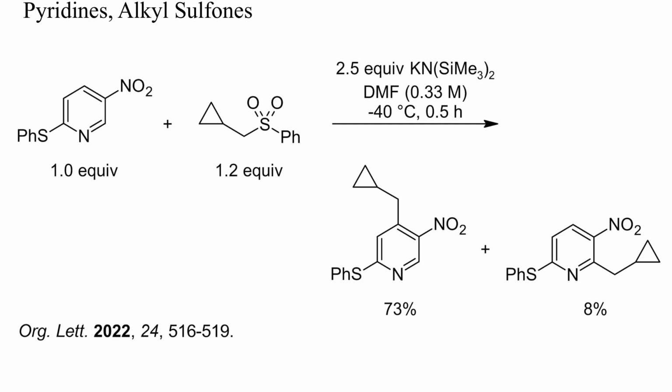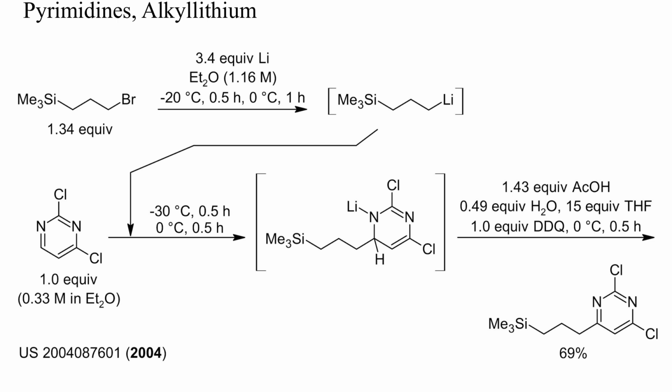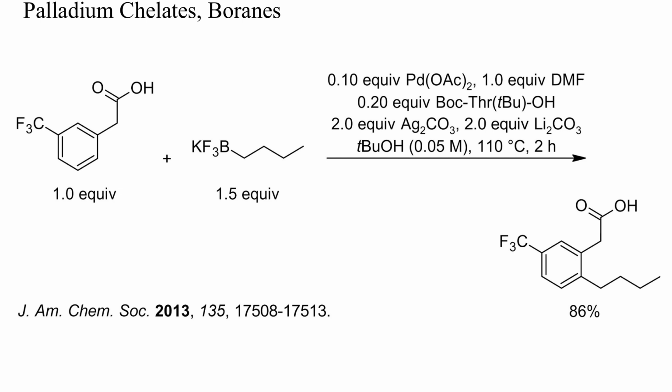The phenylthio group remained unchanged because addition to unsubstituted aromatic positions is faster than to substituted positions. Similarly, addition of an organolithium reagent to dichloropyrimidine occurred at an unsubstituted position. Oxidation with DDQ then yielded the alkylated dichloropyrimidine. Boranes are weak carbon nucleophiles only. In this example, a palladium chelate generated by oxidative palladation of an arylacetic acid reacted with a butyl trifluoroborate. An excess of silver carbonate and various ligands and additives were required to attain a high yield.